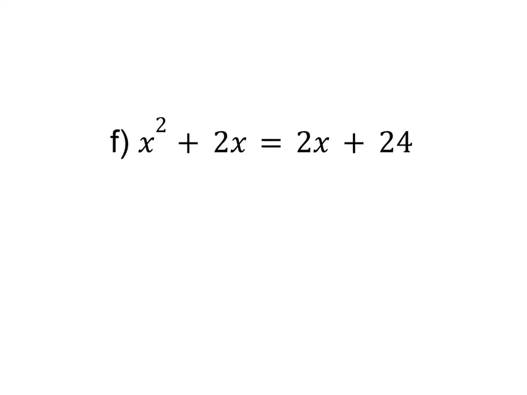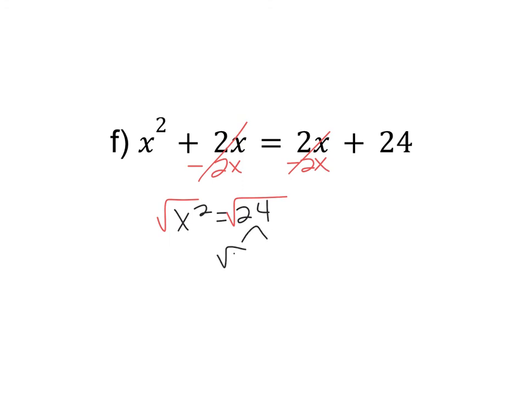Last one. Okay, so let's see what happens. We need to get the x squared by itself, so let's subtract 2x from it. Looky there, they both cancel, which is nice. Okay, so I have x squared equals 24. Take the square root of it. I believe 4 is the only one that goes evenly into that because it's 4 times 6. So that becomes plus or minus 2 square roots of 6, and that equals x.